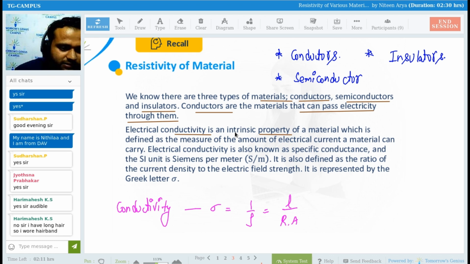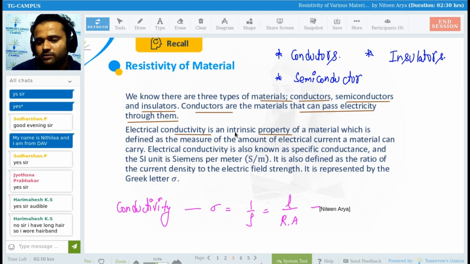Insulators: wood, plastic, glass, rubber, silk, cotton. Conductors: any metal, human body, electrolytes. Sudarshan, glass is what, beta? Conductor or insulator? Insulator. Okay.